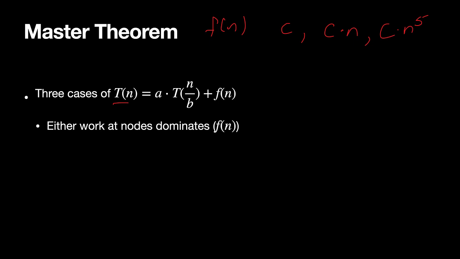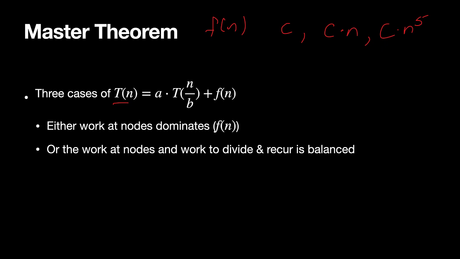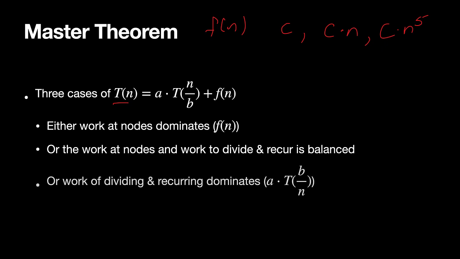So that's one option. Another option is that the work done at the nodes and the work to divide and do the recursion is balanced out. That means there's roughly an equal amount of time spent in the f of n function as there is in the process of actually dividing the problem up into smaller pieces. So that's option number 2. Option number 3 is that the work of dividing and recursing actually dominates the total runtime. That would be the time spent on a times T of n over b. Okay, so the Master Theorem is really about these 3 different cases and applying them to solve problems.